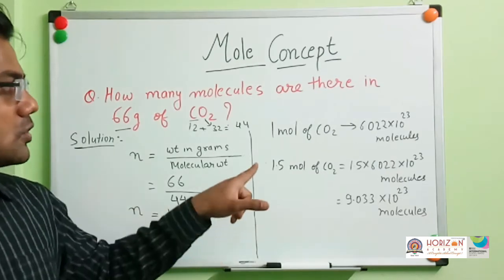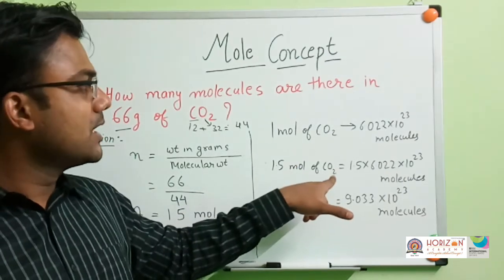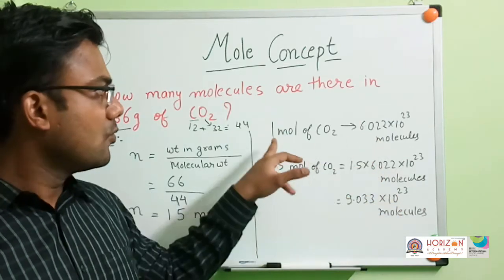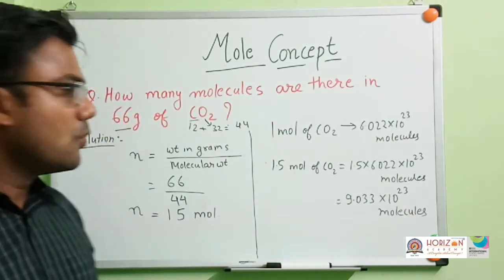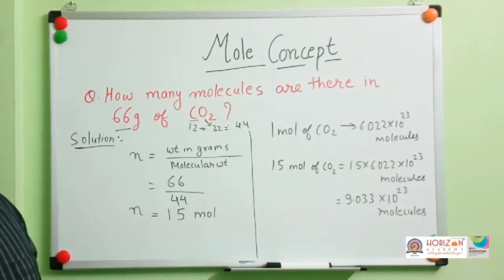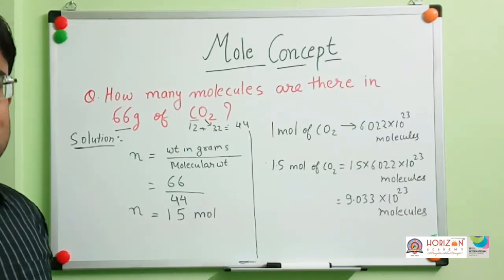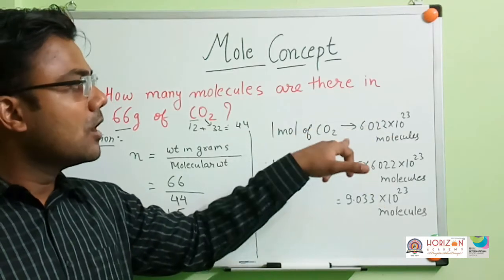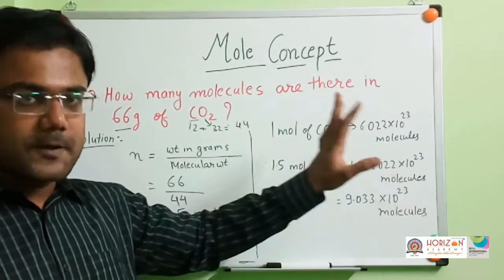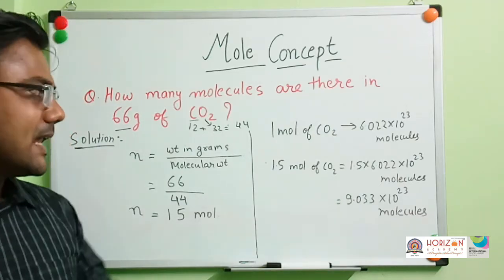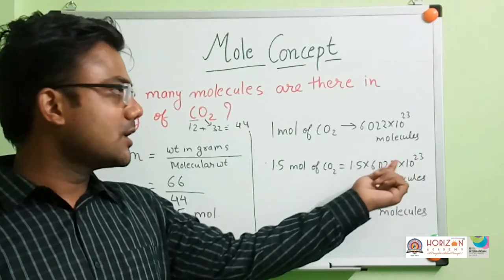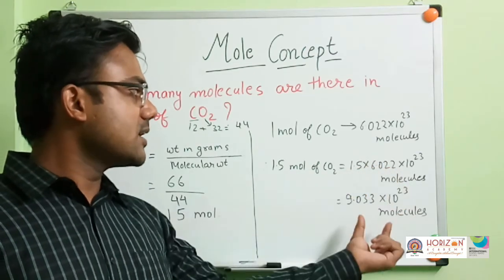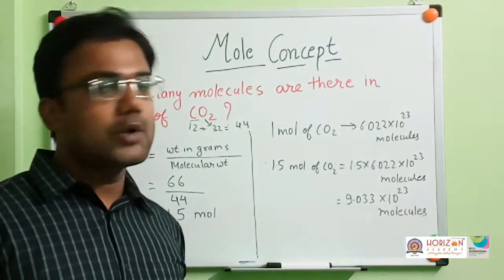So you have to calculate about this. 1.5 mole of CO2 will give 1.5 multiplied by this. Okay, simple calculation. 1 mole gives this, so this much. Means 1 pen costs rupees 10, so 2 pens will cost 2 into 10, that is 20. In the same way, 1 mole will cost this, so 1.5 mole will cost 1.5 into 10, this much. Okay. Now after calculation, you don't have to calculate 10 raised to 23, only solve this one, 1.5 into 6.022. So you will get the answer as 9.033 into 10 raised to 23 molecules.